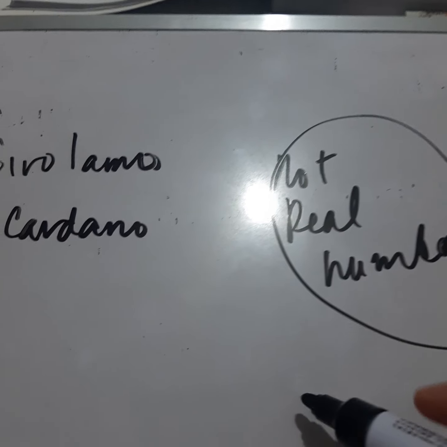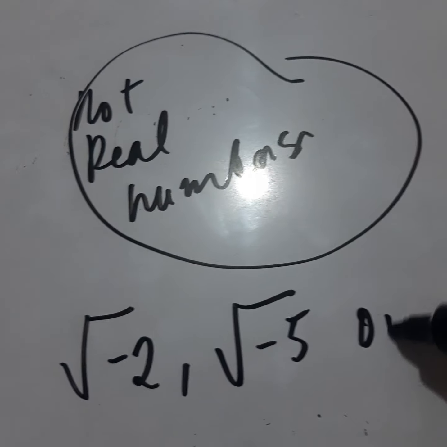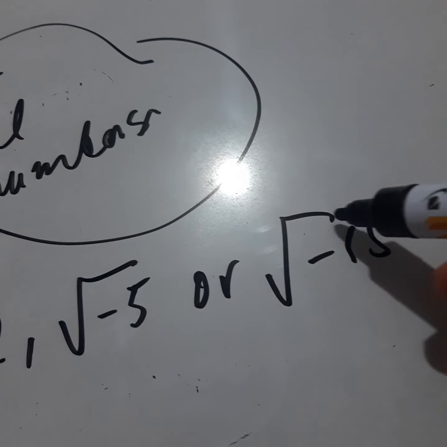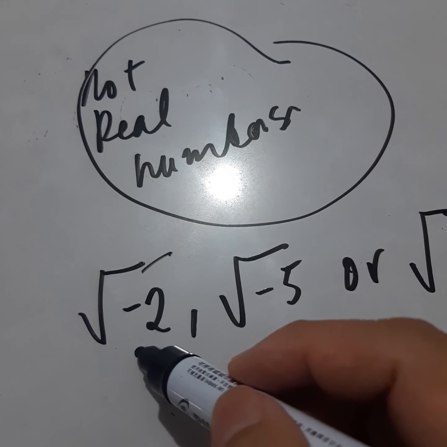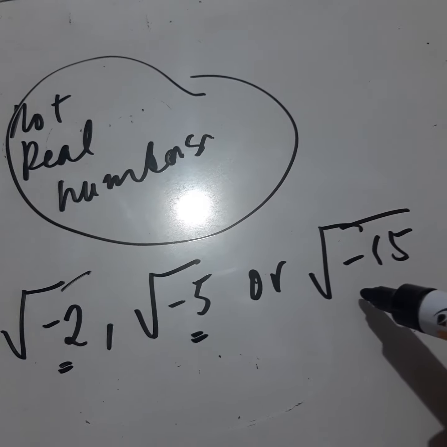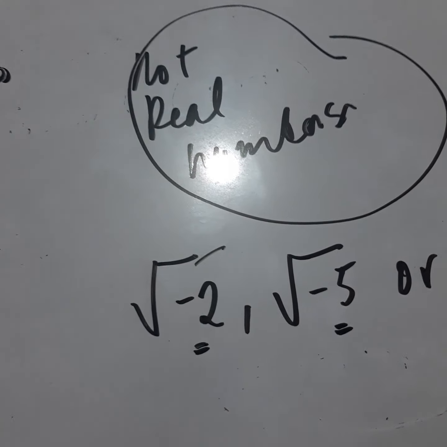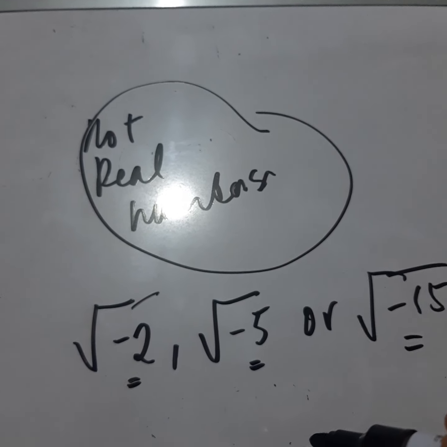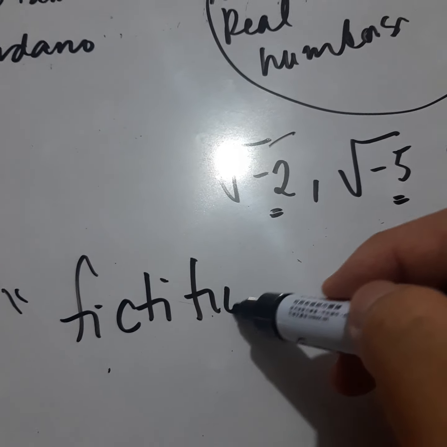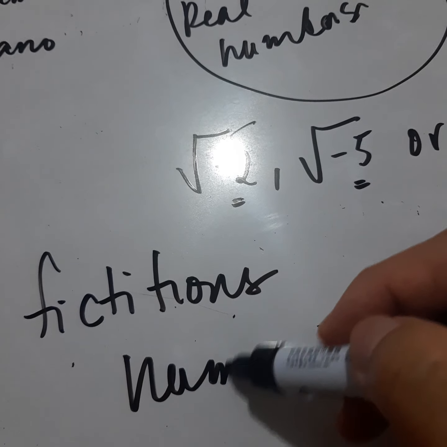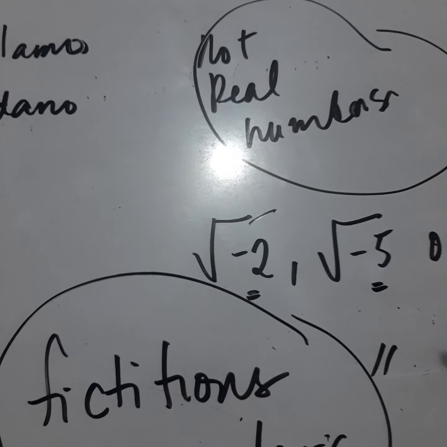So, ano ba yun? For example, we have square root of -2, square root of -5, or even square root of -15. So, ano yung mapapansin nyo? Ang radicand natin ay negative numbers. And according to him, ang square root of negative numbers, ang tawag niya dito ay fictitious numbers. Yan, fictitious numbers. So, why fictitious numbers?